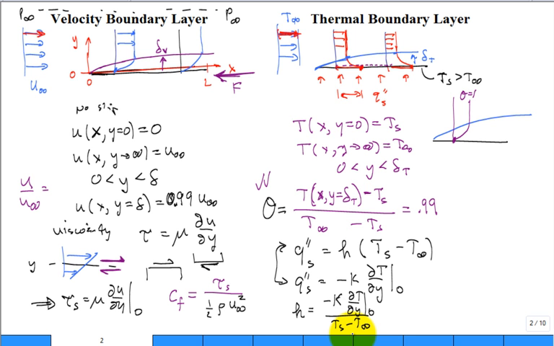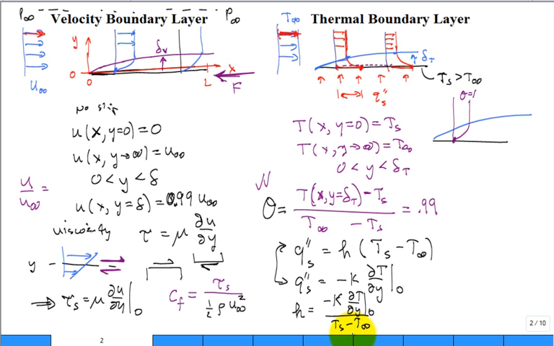Just like they put a subscript on that delta for the boundary layer thickness, if they put a V, that means definitely velocity. V for velocity boundary layer thickness. They'll put a T subscript for thermal boundary layer thickness.